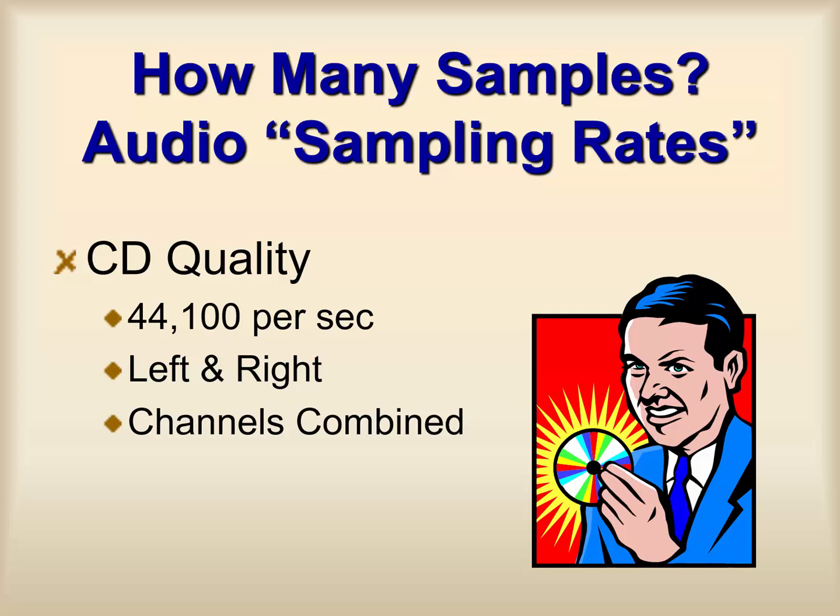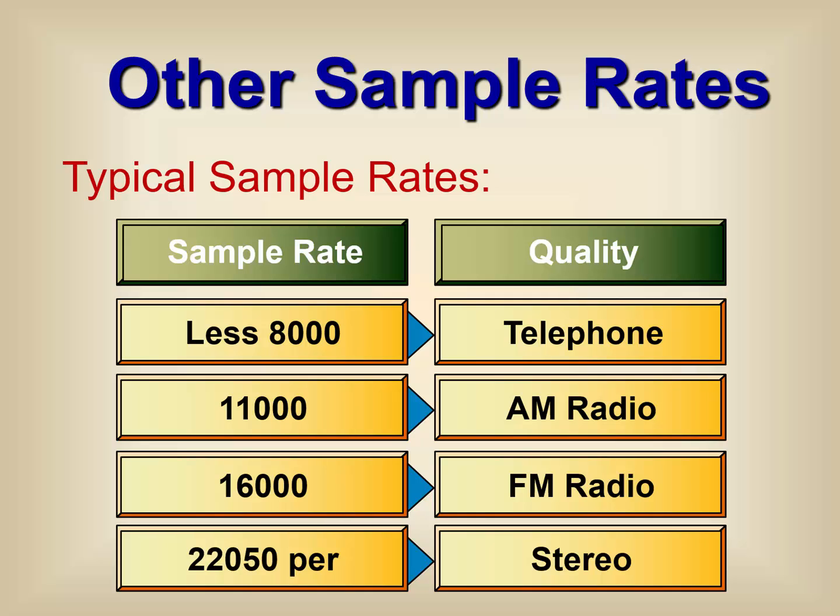Most of the things that we would deal with from audio in a sense of a music or voice quality would be what we call CD quality. Your typical CD that you would buy in a store, recorded left and right channels at 44,000 plus samples per second. Here are the other sample rates. You can see they drop substantially from 44,000 down to 22, 16, 11, and a telephone is often less than 8.